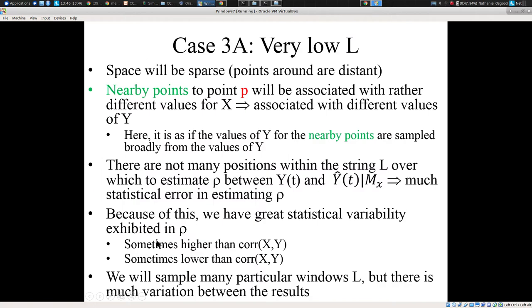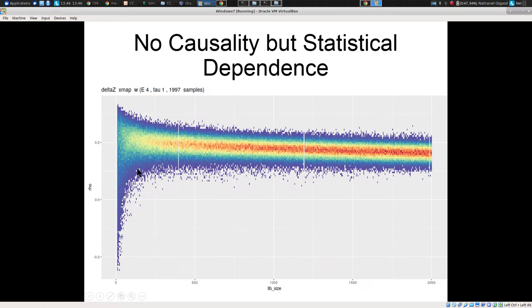This early fringe reflects the fact that you have great statistical variability. We've been able to reproduce it in terms of demonstrating statistical variability in the correlation coefficient for small sequences. Basically, early on, the width of this fringe is associated with statistical variability. When you have very small window sizes, you're going to just have a grab bag of different things. You're checking their correlation, and you're going to have a high degree of variability in the results.